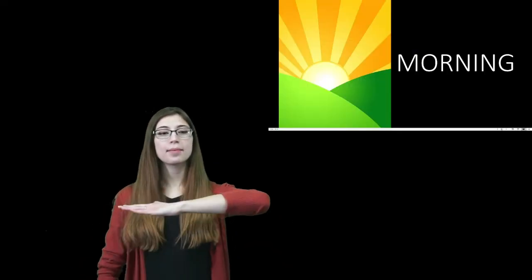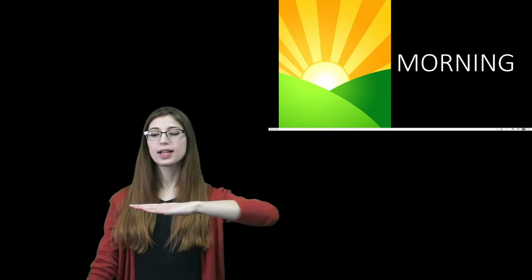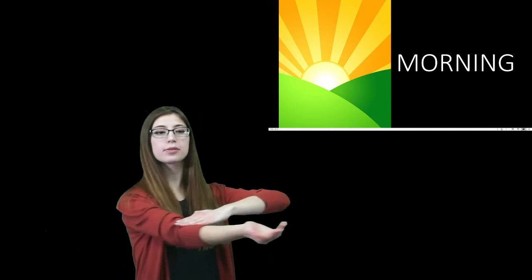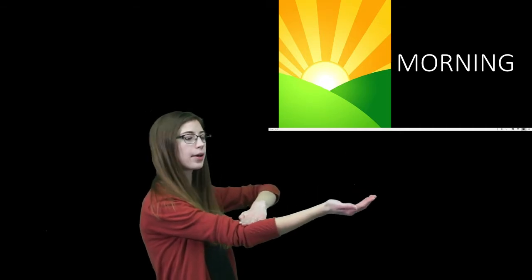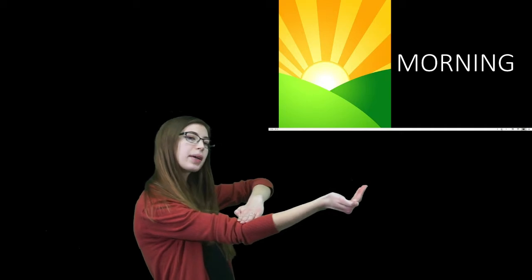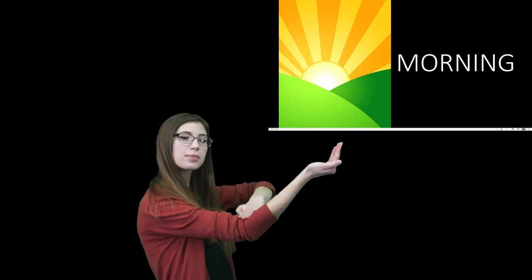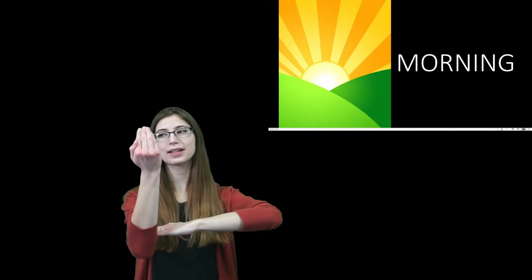Morning. So you are going to put your non-dominant hand in an open B hand shape, palm down. Then your dominant hand is going to set your non-dominant hand in the crook of your elbow. You're going to cup your dominant hand a little bit like it's the sun, and it is just going to rise up. Morning.